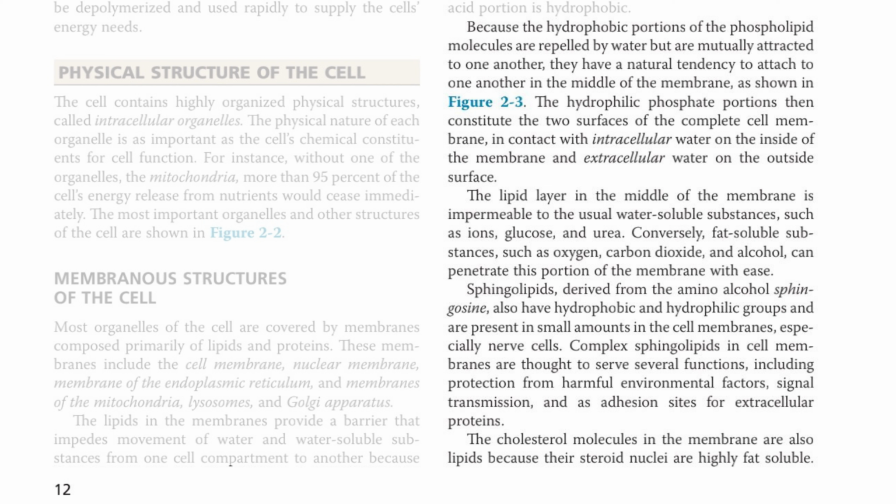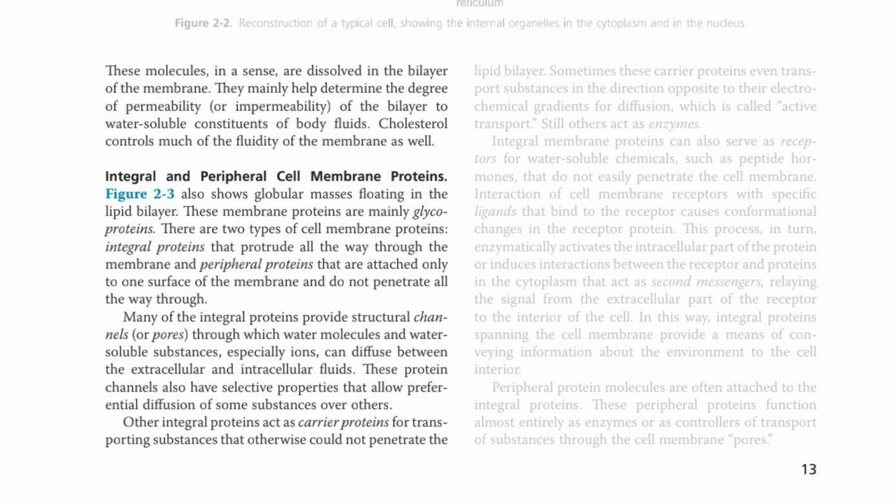in the cell membranes, especially nerve cells. Complex sphingolipids in cell membranes are thought to serve several functions, including protection from harmful environmental factors, signal transmission, and as adhesion sites for extracellular proteins. The cholesterol molecules in the membrane are also lipids because their steroid nuclei are highly fat-soluble. These molecules, in a sense, are dissolved in the bilayer of the membrane. They mainly help determine the degree of permeability, or impermeability, of the bilayer to water-soluble constituents of body fluids. Cholesterol controls much of the fluidity of the membrane as well.